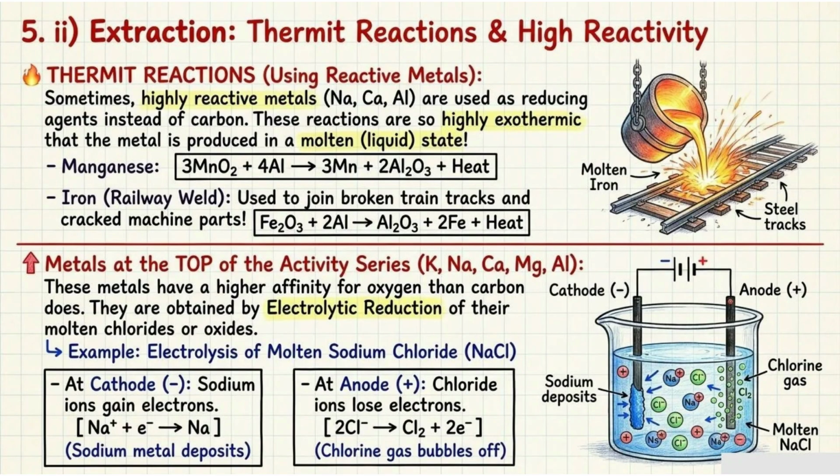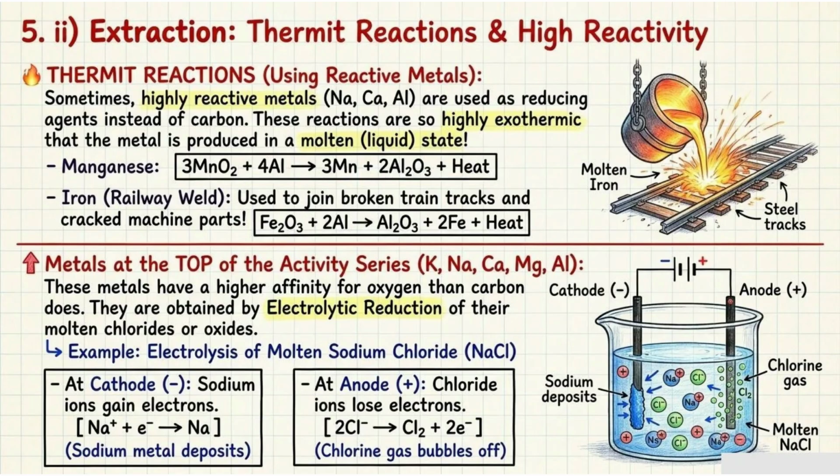That works great. But what if the metal we want is so reactive that it holds onto its oxygen tighter than carbon can pull? Carbon just isn't strong enough. That is where thermit reactions come in to save the day. Instead of carbon, we use highly reactive metals like sodium, calcium, or aluminium as reducing agents. And these reactions are so incredibly exothermic that the pure metal is produced as a molten, white-hot liquid. Let's look at the equations. For manganese, 3MnO2 + 4Al yields 3 atoms of pure manganese, 3Mn, plus 2Al2O3 plus massive heat.